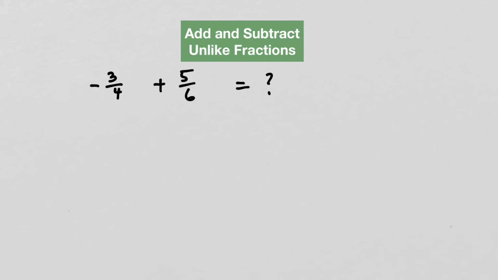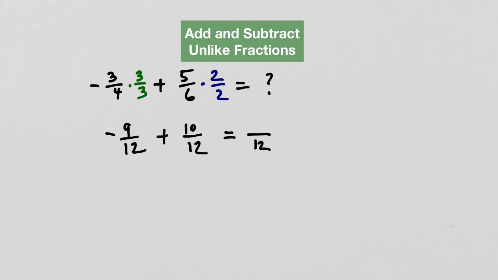So how do we get to 12 in the first fraction? Well, you multiply that by 3/3. And in the second fraction, we get the 12 by multiplying it by 2/2. Okay. Then we multiply it out and we get negative 9/12 plus 10/12. Okay. Now that the denominators are the same, we know the answer is going to have 12 in the denominator. And then we add negative 9 plus 10.